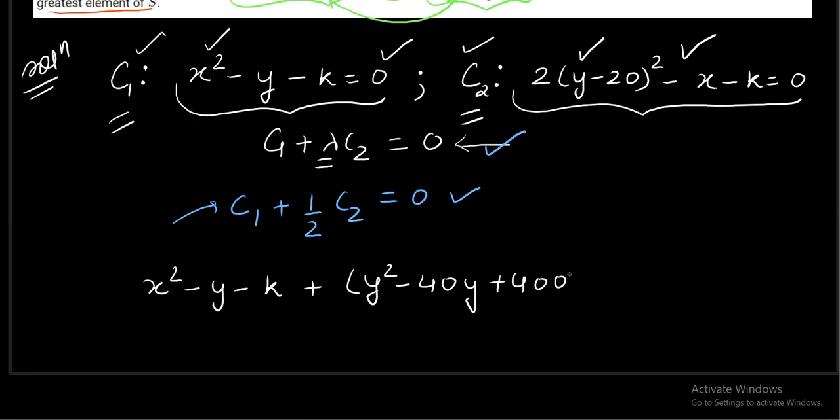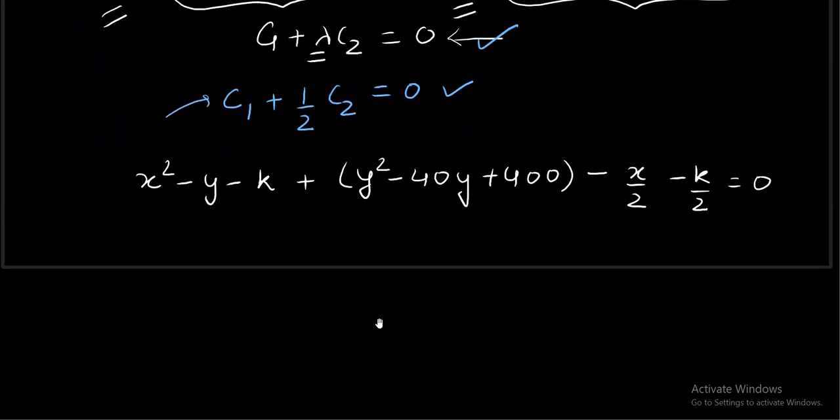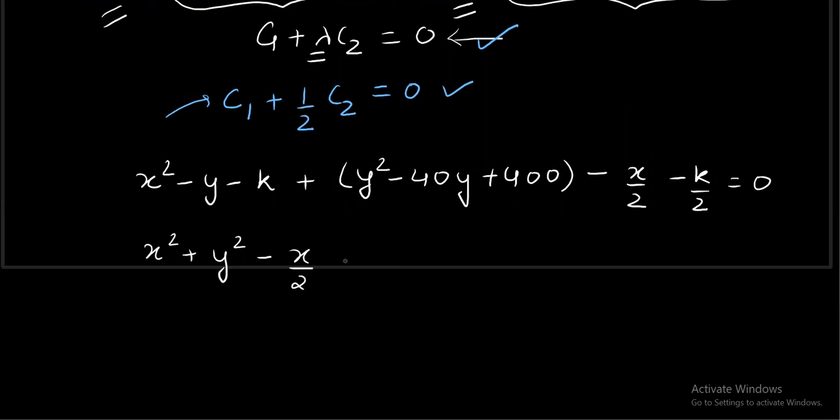So I expanded it because I want to write down the circle properly. We also have to find its radius now. Equals to 0. Now, club the terms properly, write it so that it looks like a circle. x square plus y square, then I have minus x by 2. How many y's are there? So minus 41y. Then constant, we have minus 3k by 2 and plus 400 equals to 0.